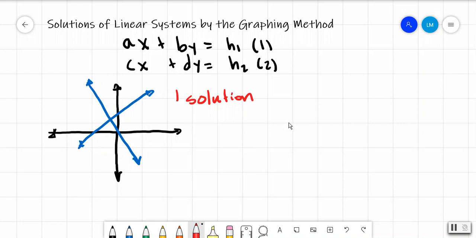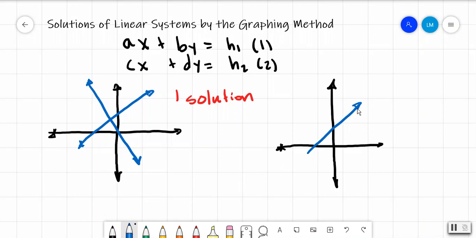Now, the other possibility is that when you graph the two equations, you find that the graphs look something like this, where one equation goes like that, but then the other equation goes like this as well. Now, there's a problem here, and that problem is that these two lines are parallel, meaning that there is no solution.